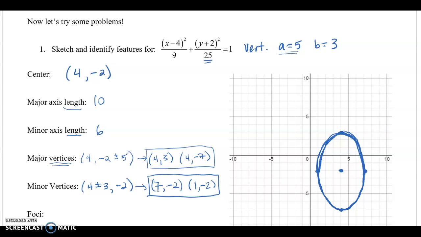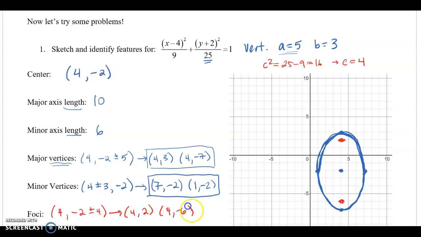All right, and so notice we don't really need the foci in order to draw. It's more just an analysis. Now, of course, we gave you another one with a nice 3, 4, 5. C squared equals 25 minus 9. So C is 4. And so those 4 units are going to be up and down in the major direction, 1, 2, 3, 4, and 1, 2, 3, 4. And so again, the foci would just be 4 comma, and then from the center of -2, plus or minus those 4 units. So that would be (4, 2) and (4, -6).